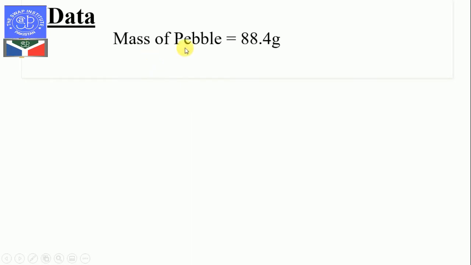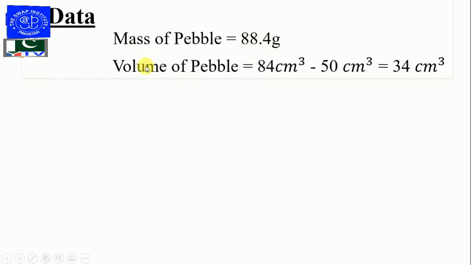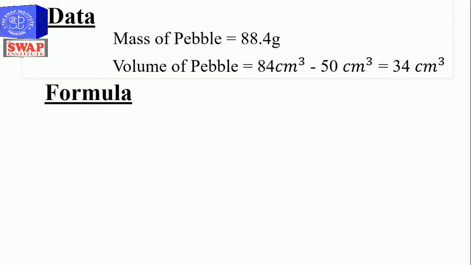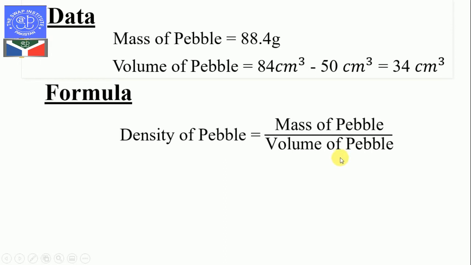So the data: the mass of the pebble is 88.4 gram. The volume of the pebble can be found by subtracting the first reading from the second reading. This one was the second reading, 84 centimeter cube, and this one was the first reading, which is 50 centimeter cube. Subtracting these values, we get 34 centimeter cube. This is the volume of the pebble, and we will use the formula: the density is simply the ratio of the mass of the pebble to the volume of the pebble, that is equal to the density of the pebble.